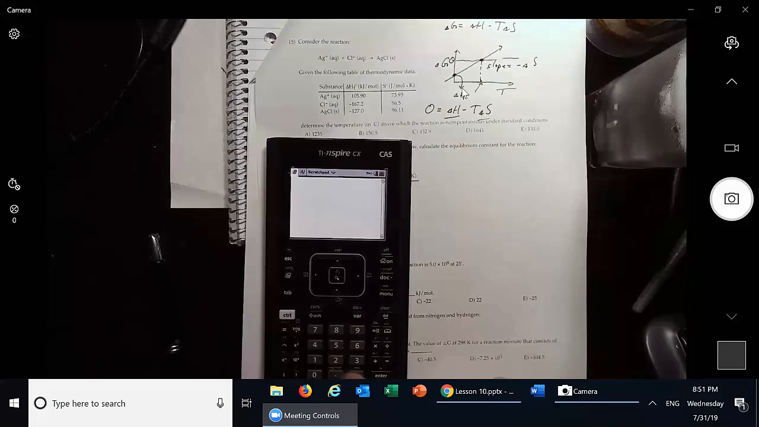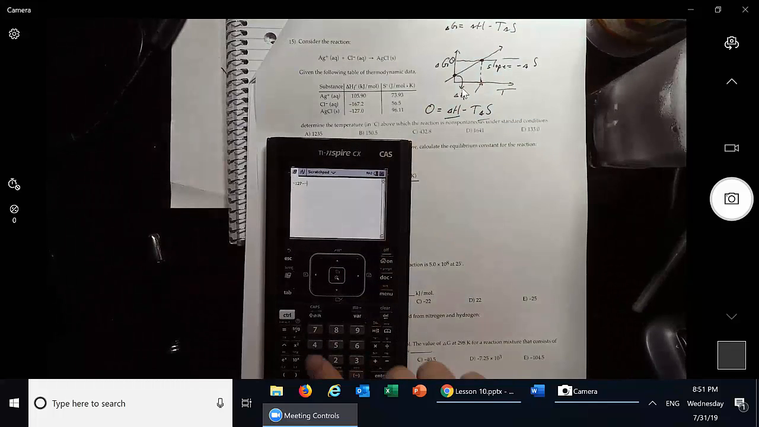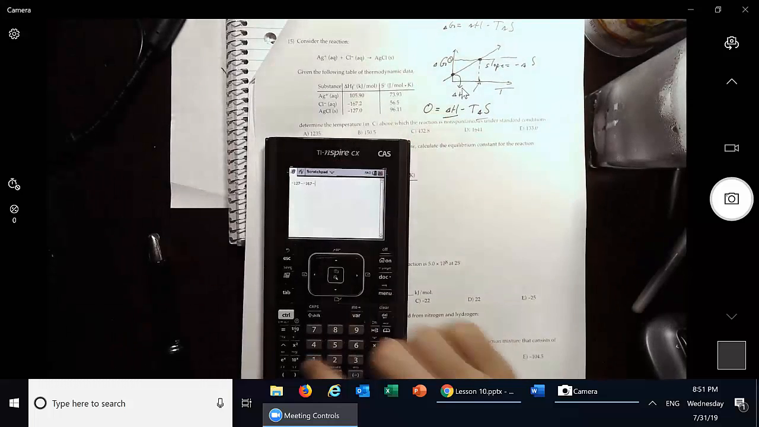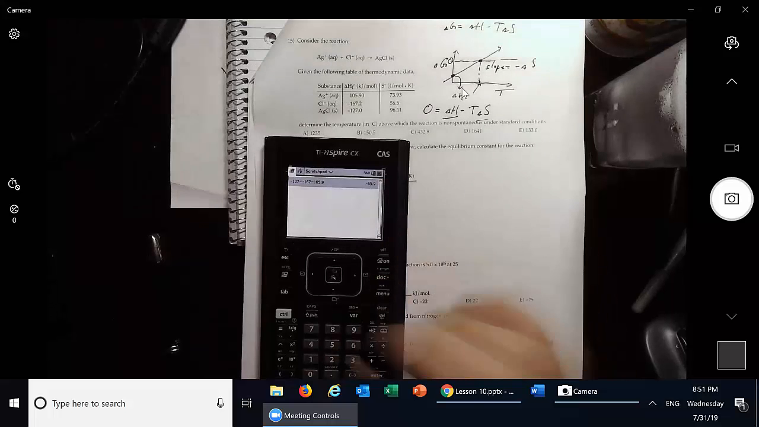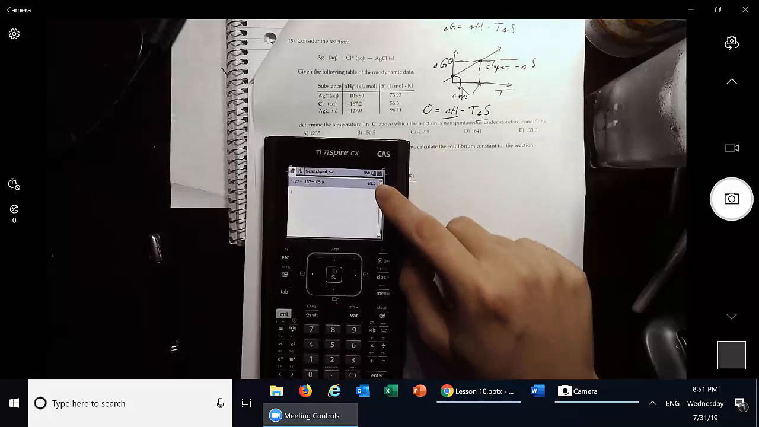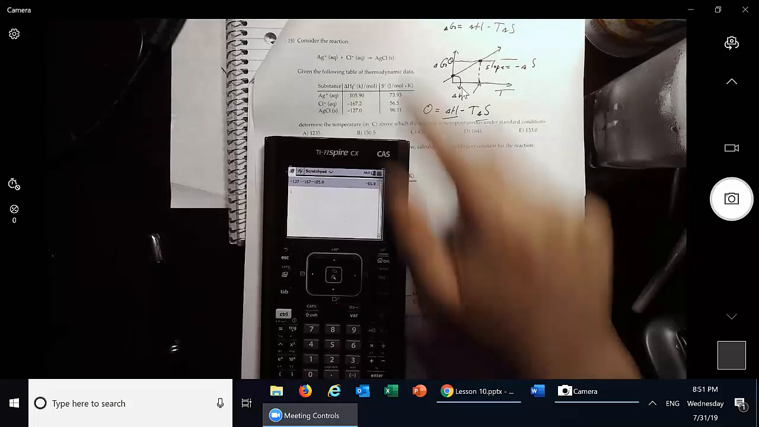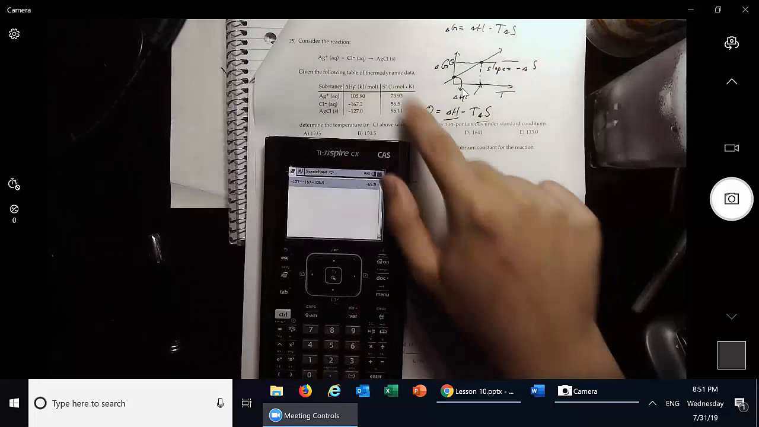So negative 127 minus negative 167 minus 105.9. So negative 65.9 kilojoules. You have to watch your units because entropy is in joules, delta H is in kilojoules. Let's do the same here.